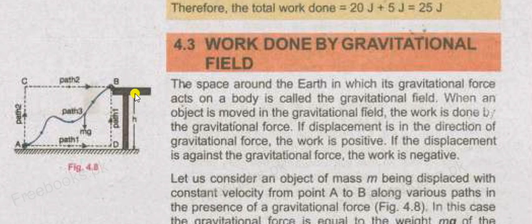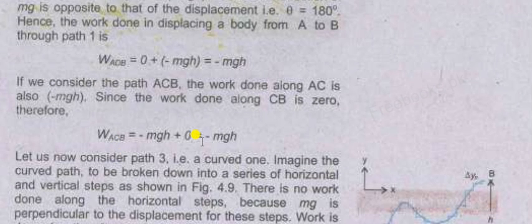This is the height. But from C to B, our force is downward and the displacement is horizontal, so the angle is again 90. So the work done from C to B will also be 0. So the work done from A to C and C to B will be equal to minus mgh plus 0. This is the result, path 2, ACB. So the work done along path 2 is also equal to minus mgh.